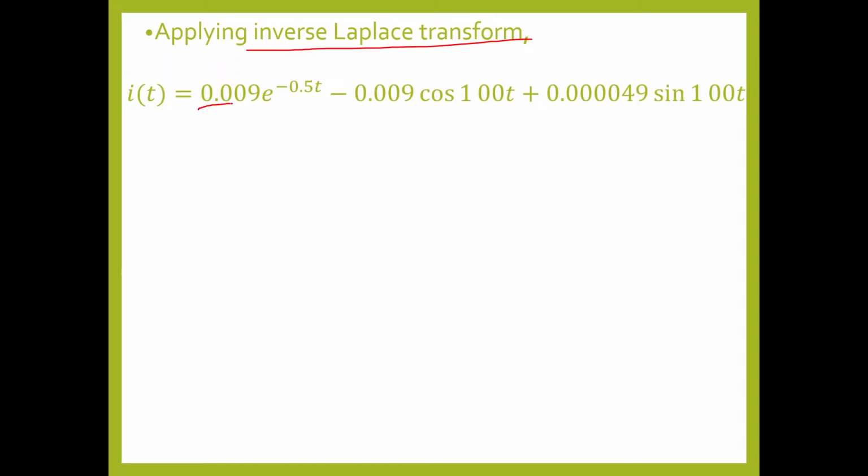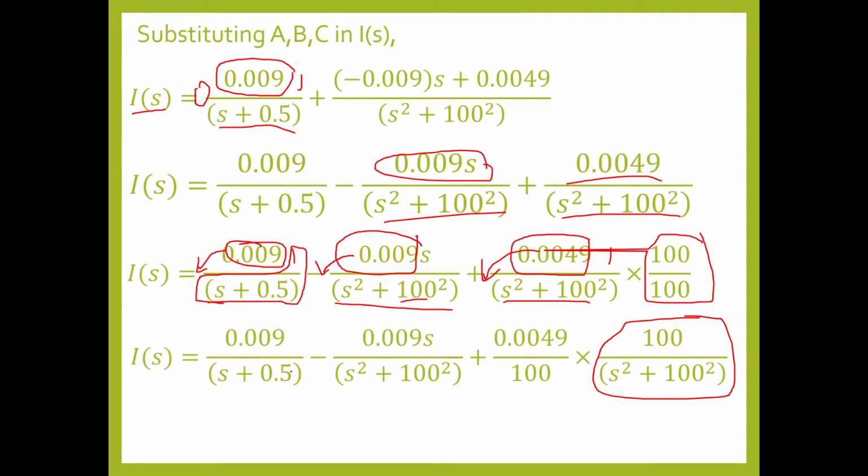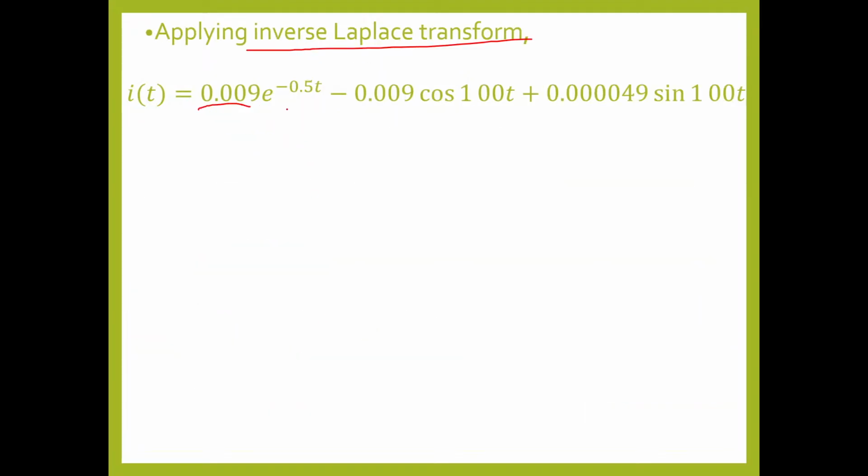So I have got 0.009 times the inverse Laplace of 1 divided by S plus 0.5, which is e power minus 0.5t, and minus 0.009 into cos omega t, and 0.0049 into sine omega t. Omega value is 100.